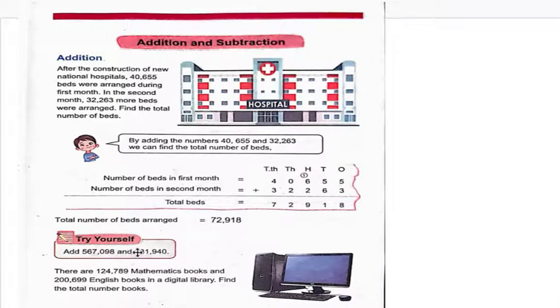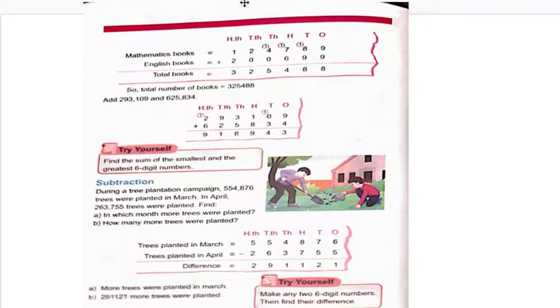Try yourself. Add 567,098 and 381,940. There are 124,789 mathematics books and 200,699 English books in a digital library. Find the total number of books. Mathematics books plus English books equals 325,488.